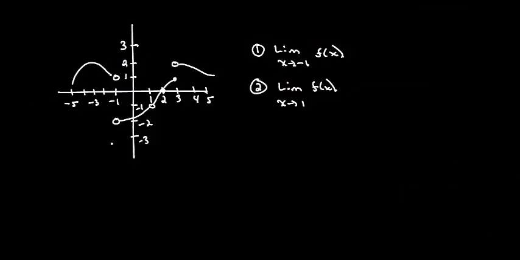We have this graph, and we're asked to find the limits. The first one is the limit as x approaches -1. The second one is the limit as x approaches 1. So let's go ahead and take a look at each of these individually.